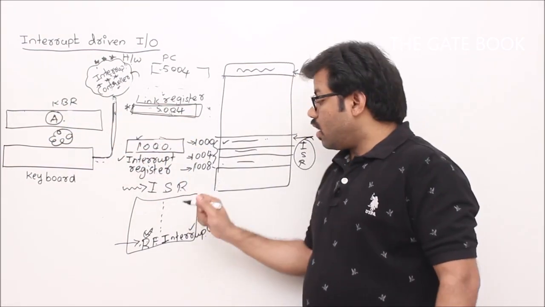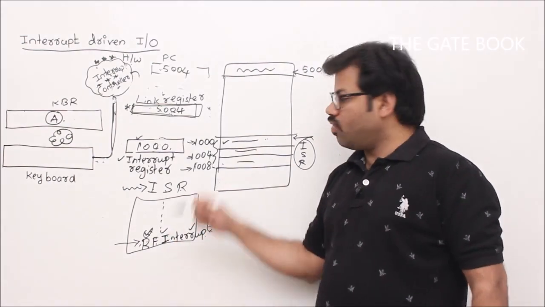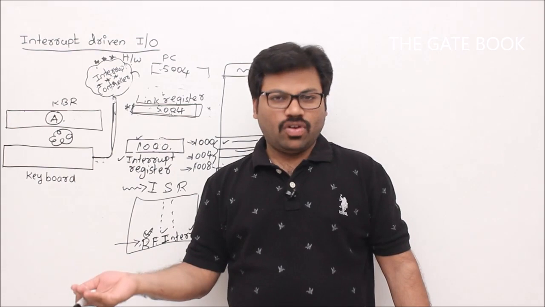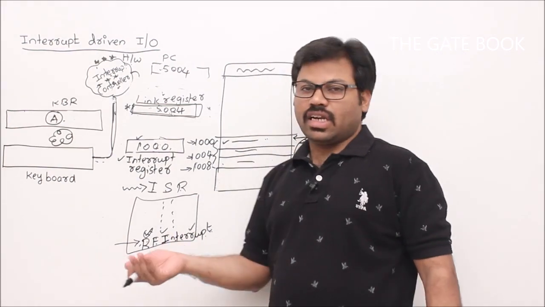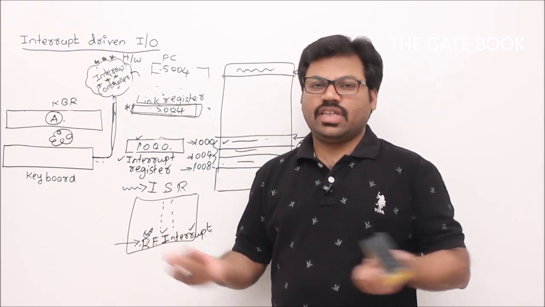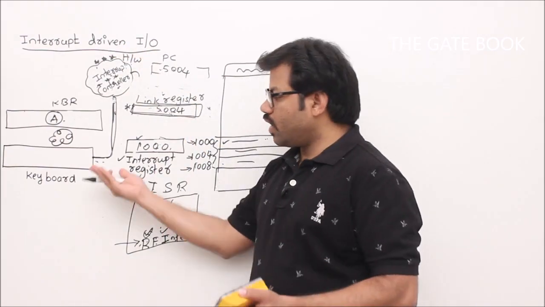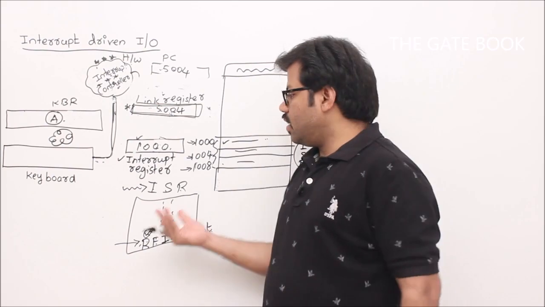Second thing, write a return from interrupt instruction in such a way that once your entire work is done, you can come back to your normal flow. For that, you have to write return from interrupt. Apart from that, everything is the same. Okay, this is about interrupt driven IO. It's not only for the keyboard, for any device we can write this kind of stuff.